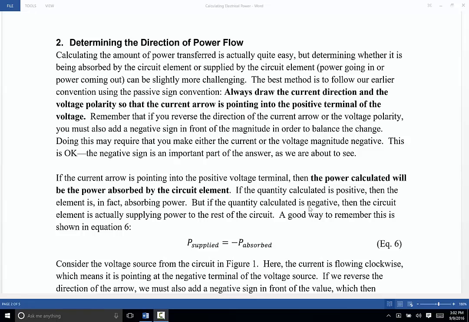It makes a big difference. And in the same way, we care about whether a circuit element is absorbing power or whether it's supplying power back to the rest of the circuit. And so here we're going to see how to calculate that.